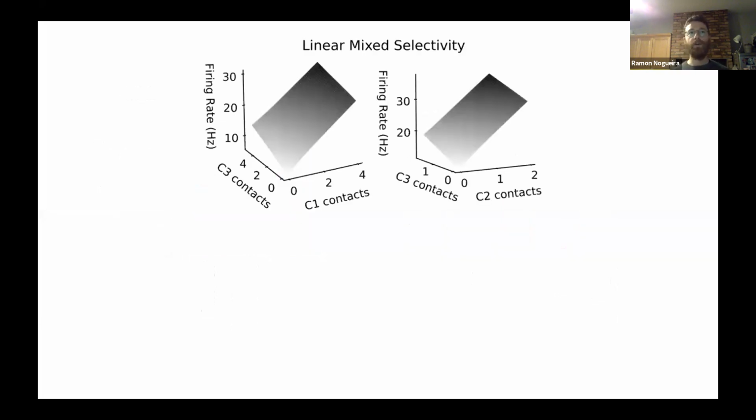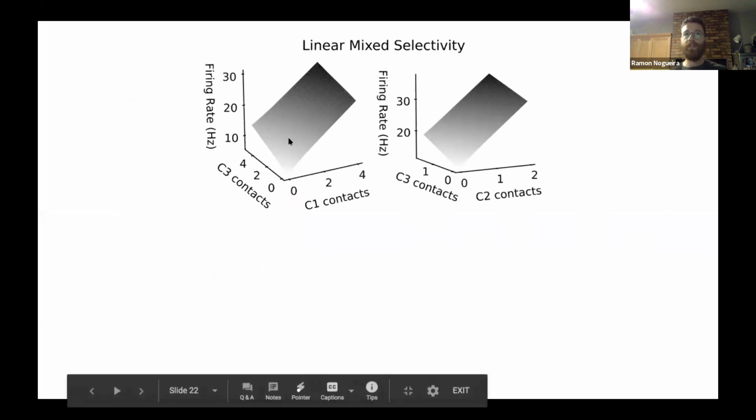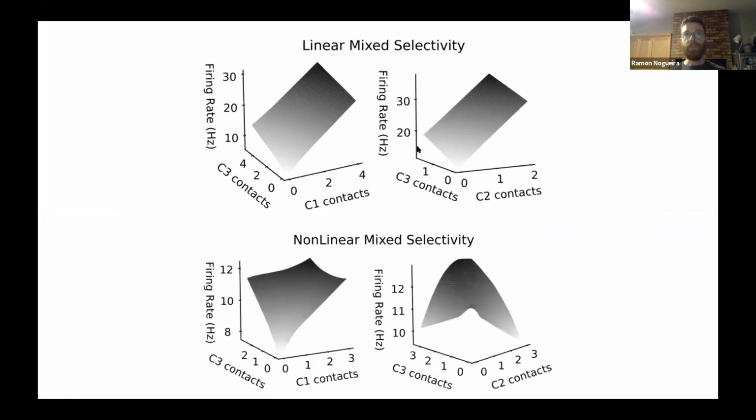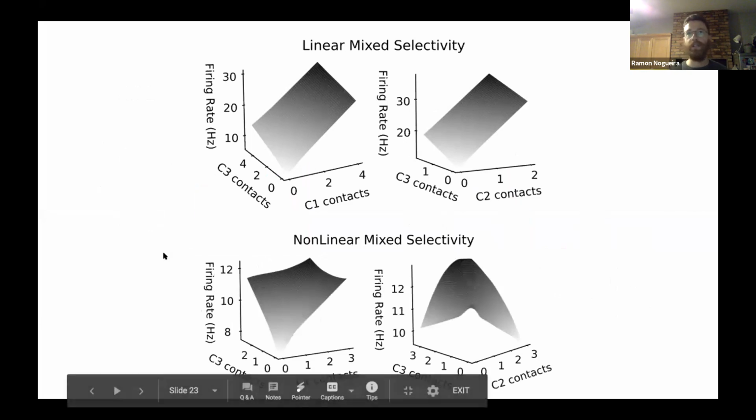All right, so even though we found that overall the nonlinear encoding model was better than the linear one, we found that some neurons still depicted linear mixed selectivity. Here I am showing 2 example neurons with linear mixed selectivity with respect to whisker 1 and whisker 2 and 3. We also, as expected, found neurons with nonlinear mixed selectivity.